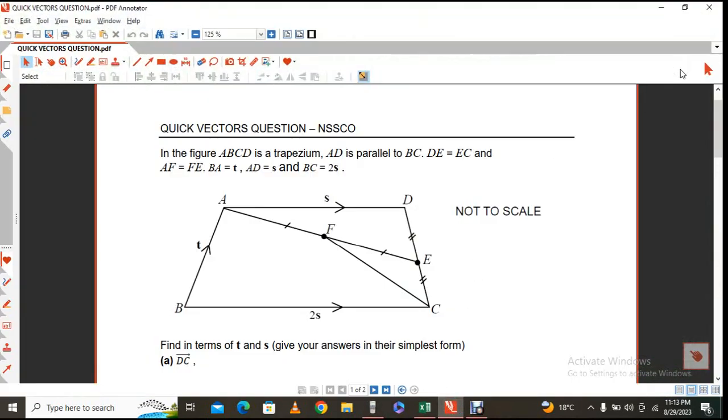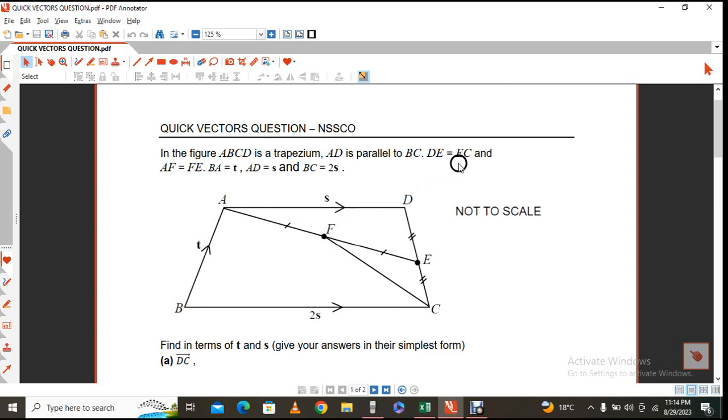Hi, so I'm quickly doing a question on vectors, just a quick ordinary level question. This question says, in the following figure, ABCD is a trapezium. Now you should know that a trapezium has a pair of parallel sides, and AD is parallel to BC, as you can see by means of those arrows.